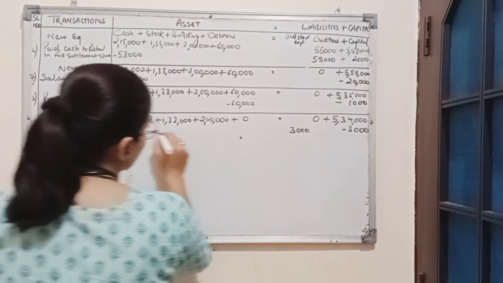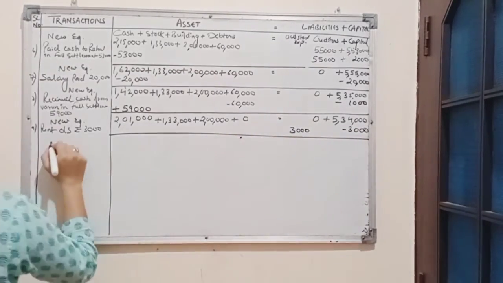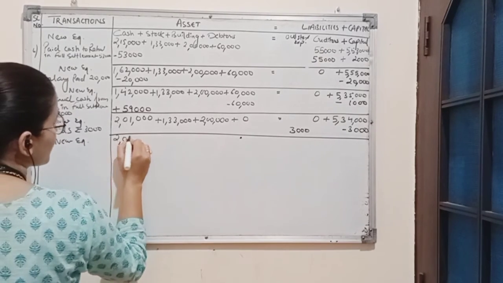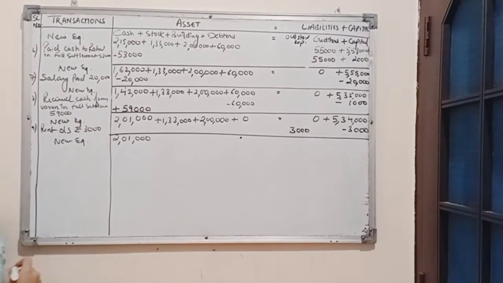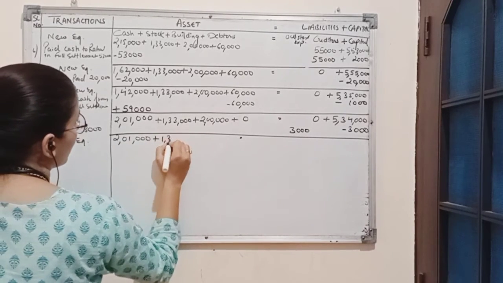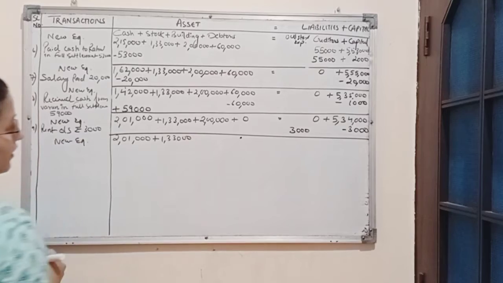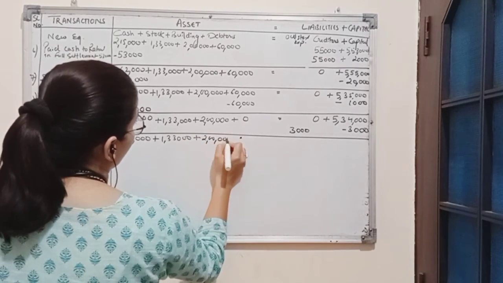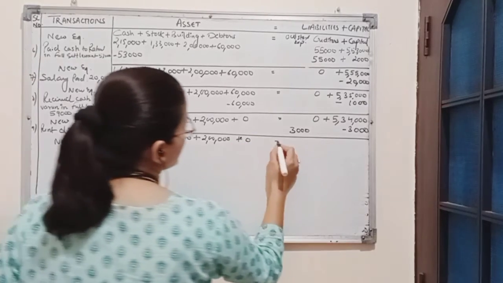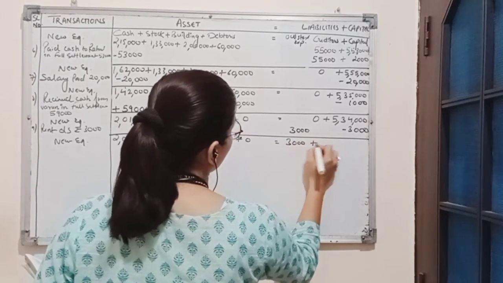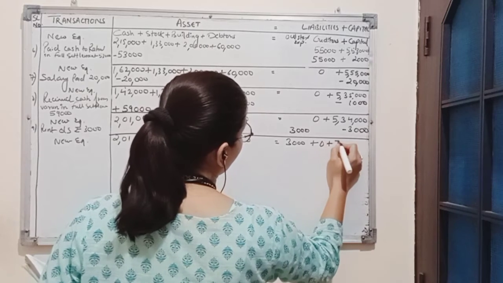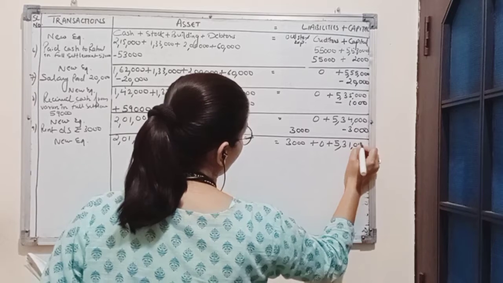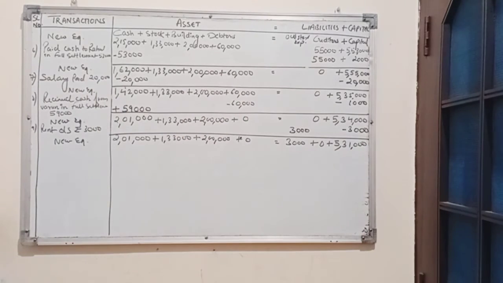So by solving this equation, we will get a new equation here, where cash is rupees 2,01,000, stock 1,33,000, building rupees 2 lakh, debtors nil, outstanding expenses 3,000, creditors nil, and capital amounted to rupees 5,31,000. This is the new equation.